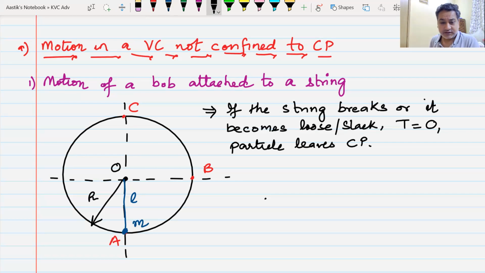Therefore, this motion is known as motion not confined to circular path, because if the string breaks or becomes loose, it will leave the circular path. It is not confined. Now, there can be questions based on the string breaking, and also questions based on string becoming loose. The third sort of question that we are going to tackle first, which come in the exam, are string becoming slack.